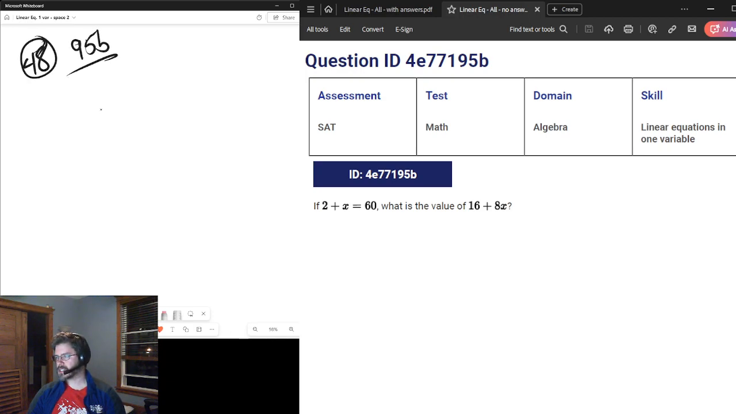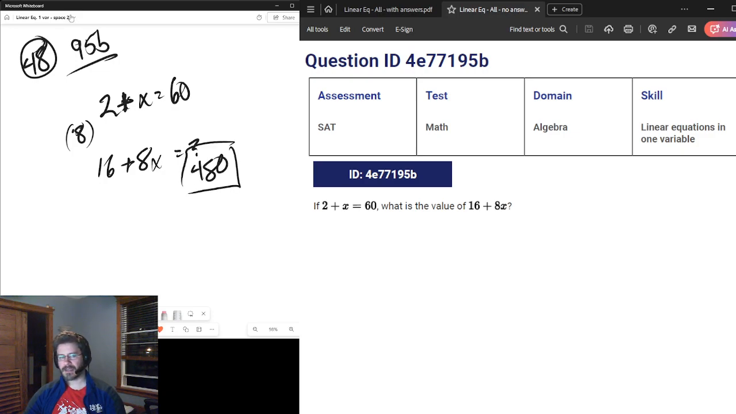95b. Give it a shot. If you were watching our last video, we have a trick here. We have a strategy to plus x equals 60. We've got 16 plus 8x is our thing that we're solving for. So the multiple here is 8 this time. 2 times 8 is 16. 8 times x is 8x. 60 times 8 is 480, I think.